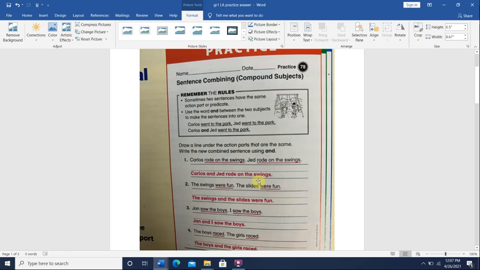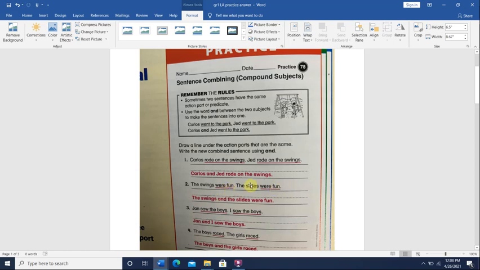All right. So sentence number 2, it says the swings were fun. The slides were fun. Here, the predicates are the same also. So what we would do, we would underline the things that are the same. Were fun. Remember, the predicate starts from the verb all the way to the end. So were fun, were fun.